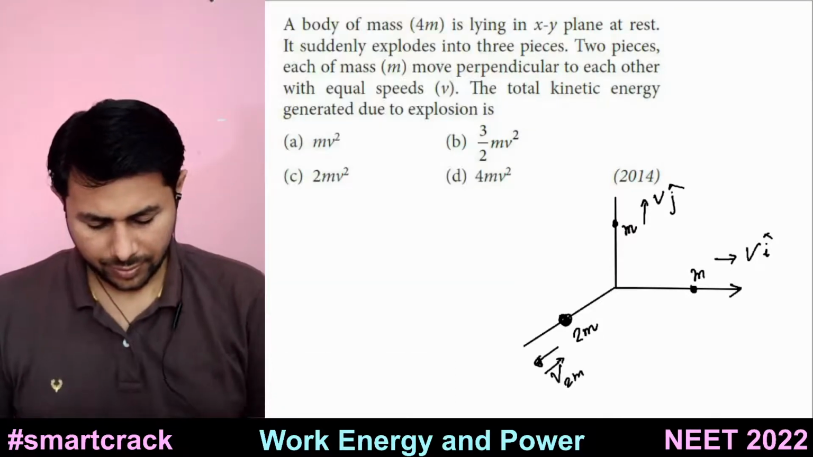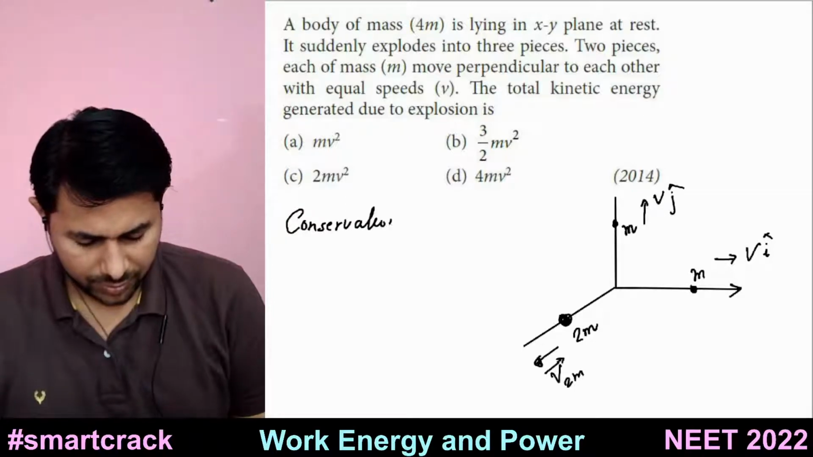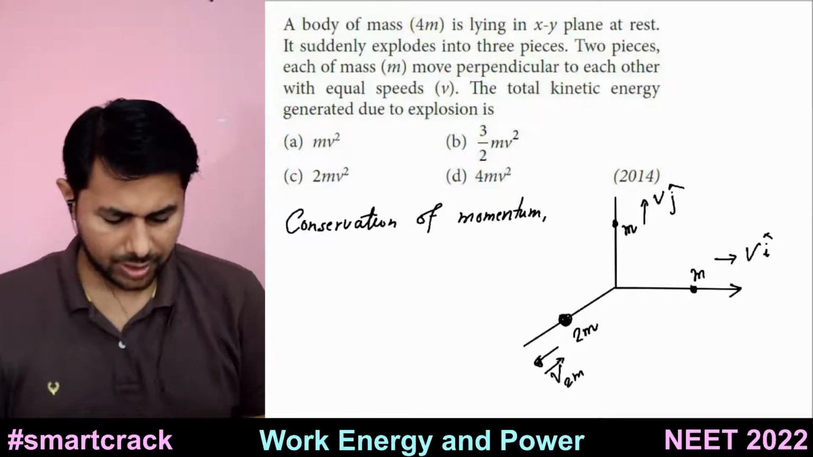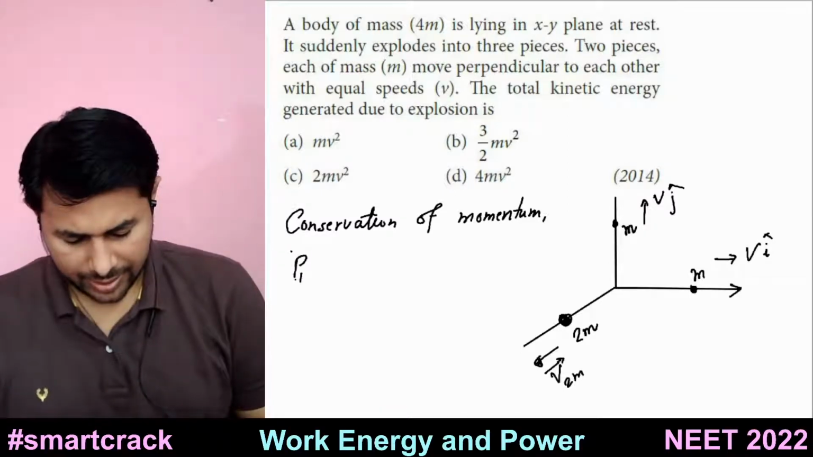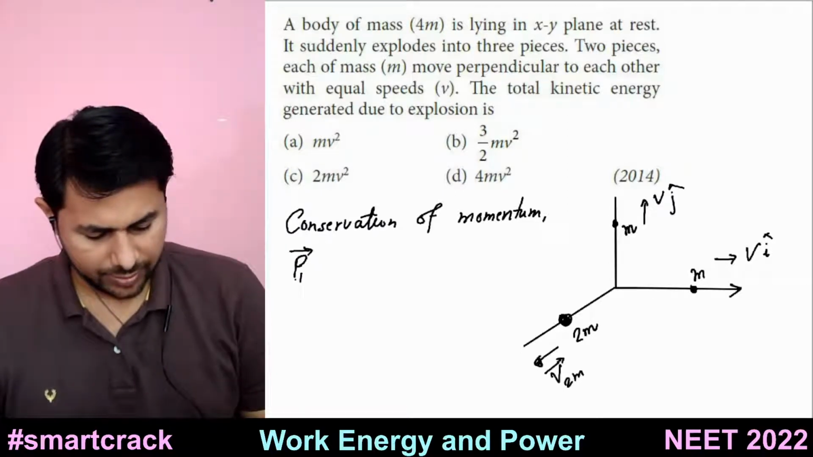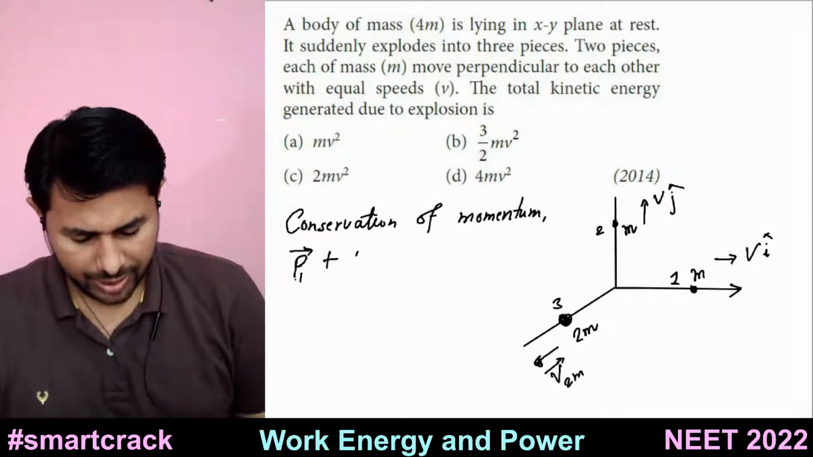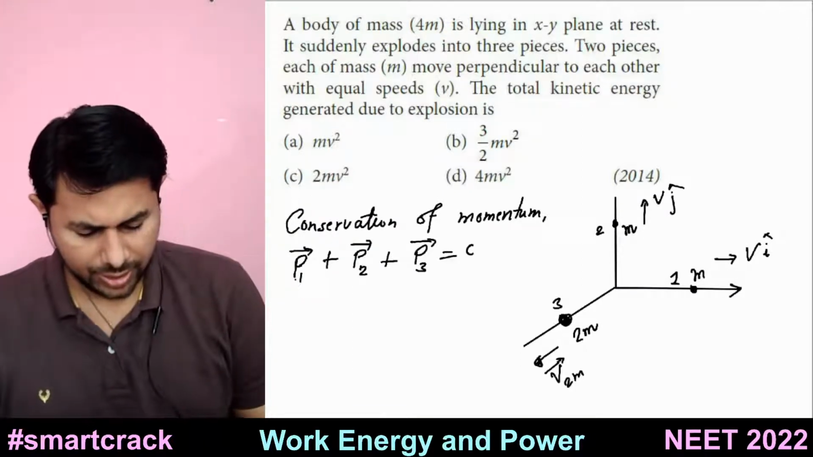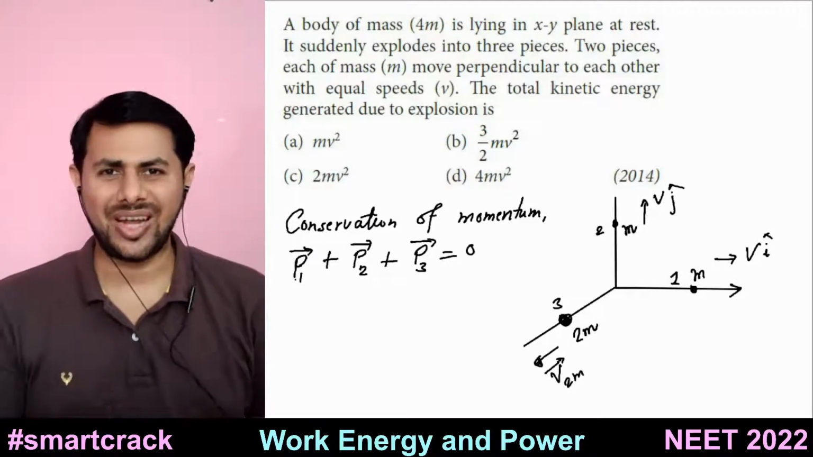So conservation of momentum gives us what? Sum of, I will write p1 bar, this is for the first body, this is the second body, this is the third body. So p1 bar plus p2 bar plus p3 bar should be equal to what? 0, because momentum before the explosion equals momentum after the explosion.